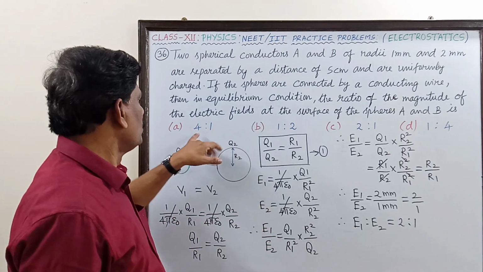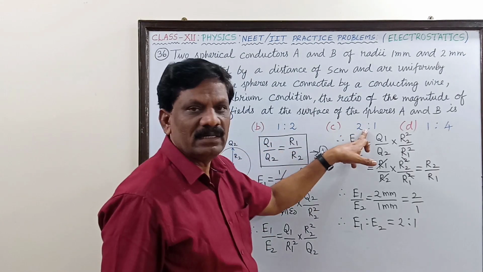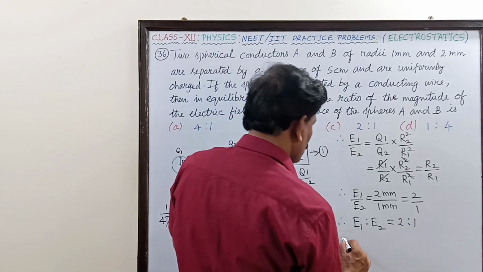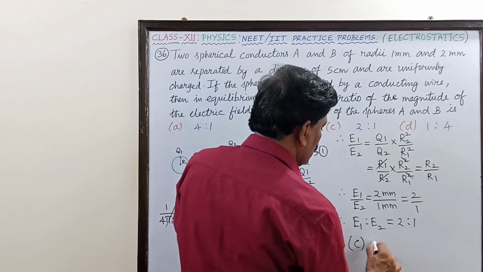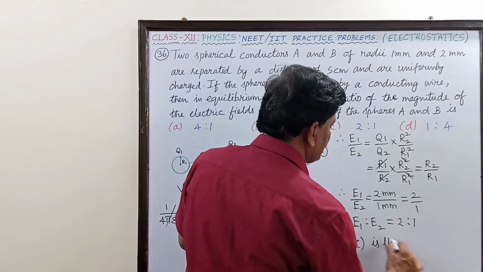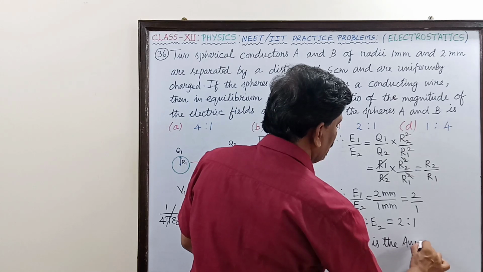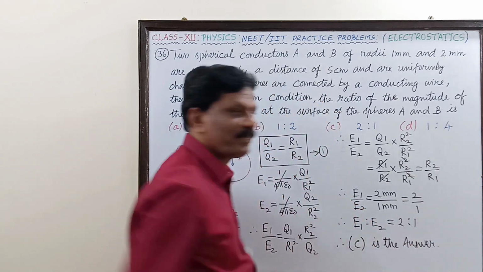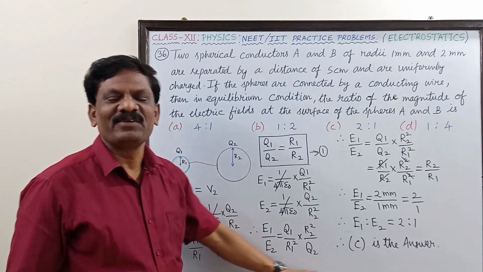So which option is the correct answer? Option C is given as 2 is to 1. Therefore, option C is the correct answer. I hope you must have understood well. Fine.